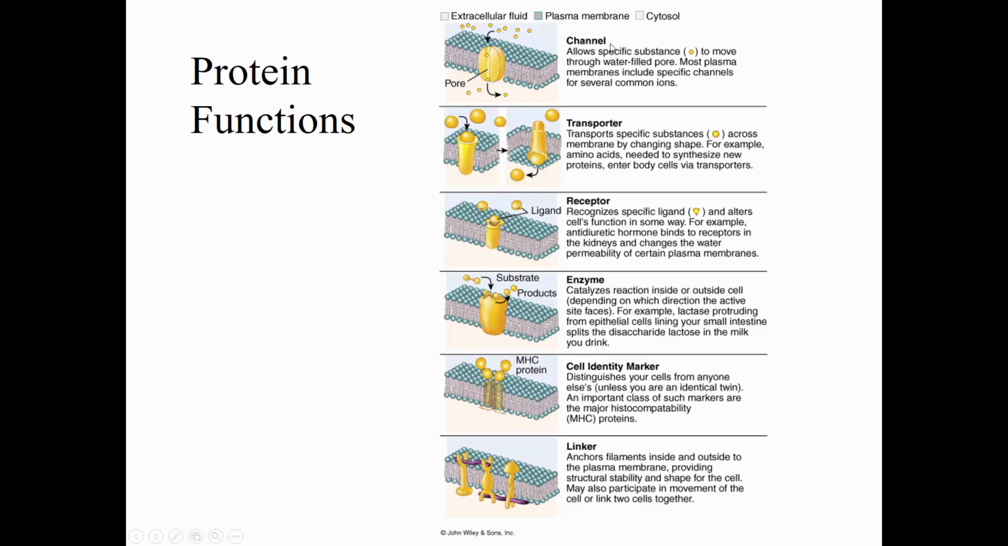They're forming channels so that things can cross the membrane. They're forming transporters so things can be translocated across the membrane. They're receptors that recognize ligands on the outside of the cell. They're enzymes, so for example, adenylyl cyclase that's going to convert ATP into cyclic AMP, a second messenger. They are identity markers that tell the immune system that this cell is part of the host.